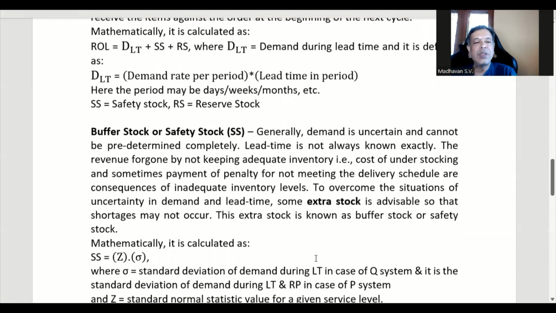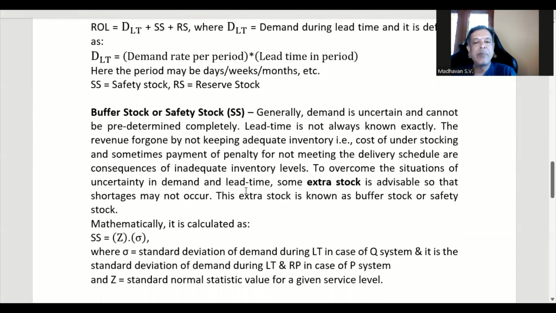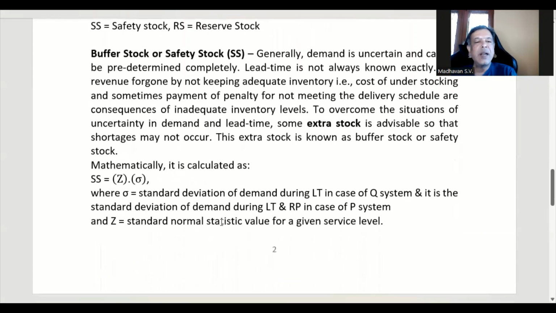To overcome the situations of uncertainty in demand and lead time, some extra stock is advisable so that the shortages may not occur. This extra stock is known as a buffer stock or a safety stock. Mathematically, it is calculated as SS, that is safety stock, equal to Z times sigma, where sigma is the standard deviation of the demand during lead time in case of quantity system, and it is standard deviation of demand during lead time and review period in case of period system, periodic review and quantity based review.